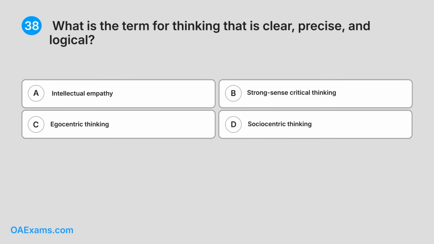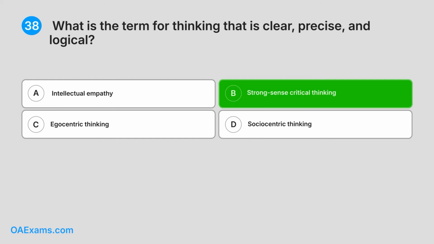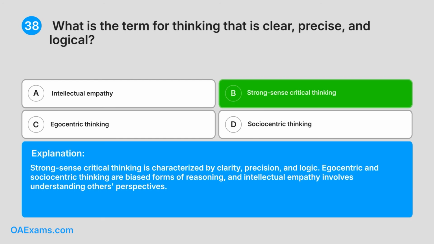Correct answer. B. Strong sense critical thinking. Explanation. Strong sense critical thinking is characterized by clarity, precision, and logic. Egocentric and sociocentric thinking are biased forms of reasoning, and intellectual empathy involves understanding others' perspectives.